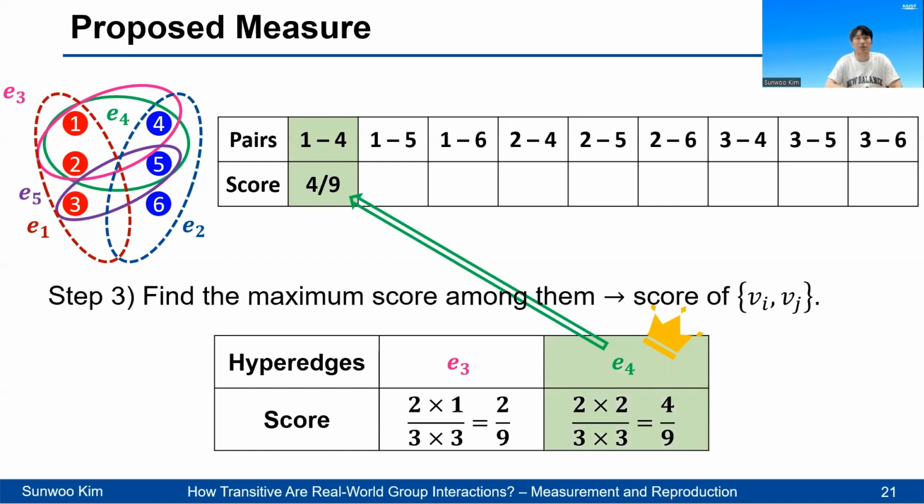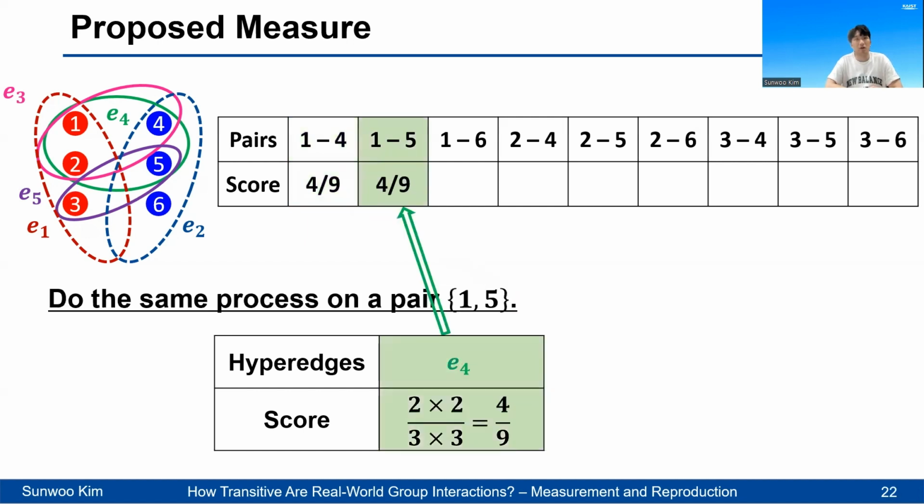At last, we find the maximum score among them and regard it as the score of the target pair. In this case, the score of E4 is the maximum score, and the score of the pair node 1 and node 4 becomes 4/9. We do the same process on the pair of node 1 and node 5, and here, since there is only one overlapping hyperedge, which is E4, the score of this pair becomes 4/9 as well.